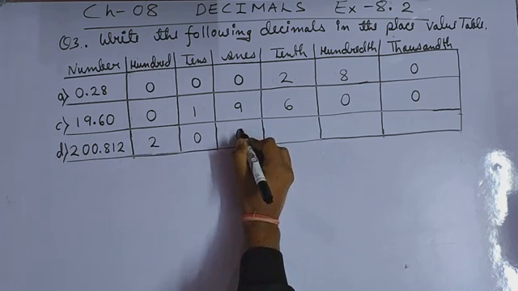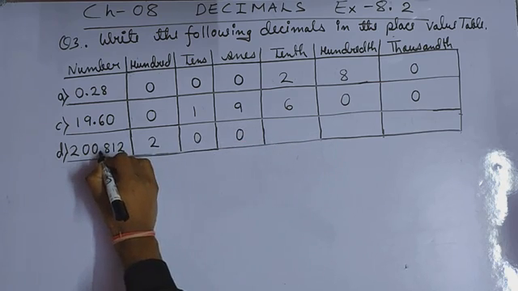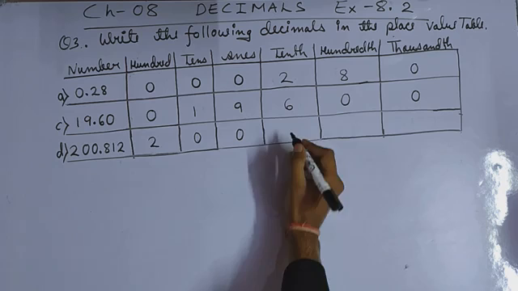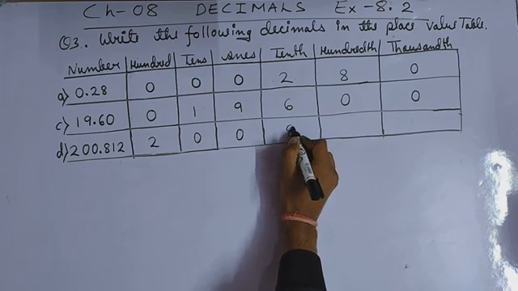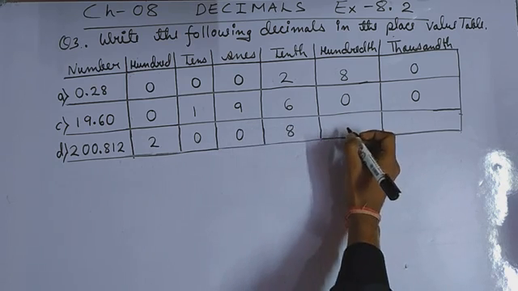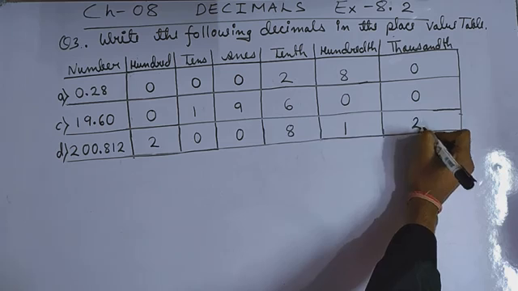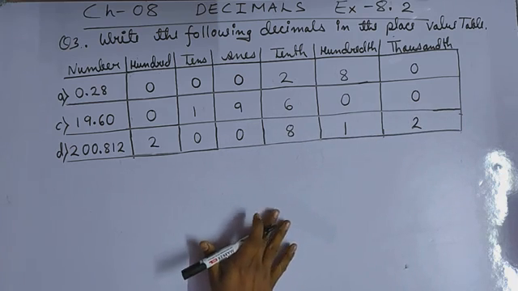Now coming to the places after the decimal towards the right hand side. The first place is the tenths place, and in the tenths place there is 8, in the hundredths place there is 1, and in the thousandths place there is 2. So this will be the place value table for the third question.